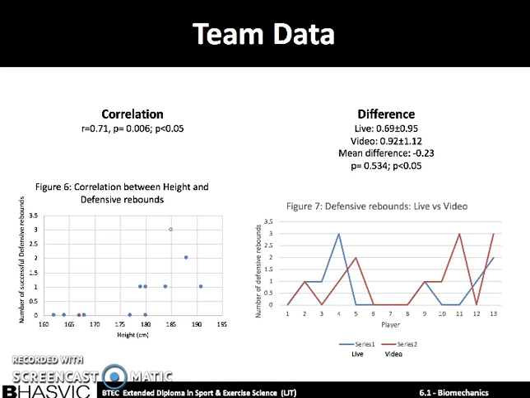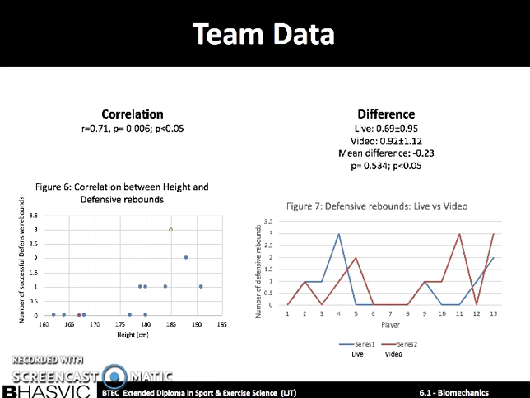In Figure 6, I looked at the correlation between height and the number of defensive rebounds made. The yellow dot represents Lou, or Performer 1, and the red dot represents Megan, or Performer 2. The result of this was an R value of 0.71 and a P value of 0.006.